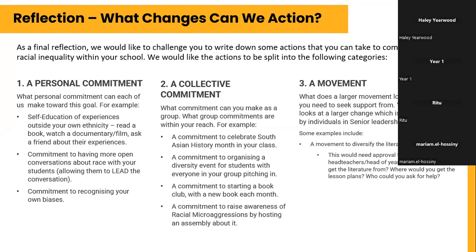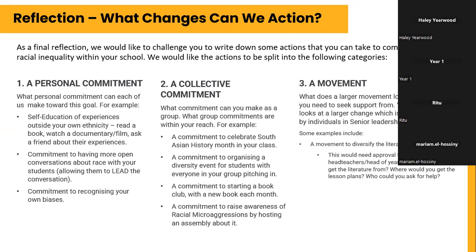When we're looking at a personal commitment, this is something that we can do personally towards our goal. This could just be self-education of experiences outside your own ethnicity. Read a book, watch a documentary, ask a friend about their experiences, commit to having more open conversations about race with your students, but allow them to lead the conversation. And then a commitment to recognizing your own biases. You could go and watch a film in another language with subtitles. You could take part in something that is happening, like a cultural event that you don't know of or haven't heard of before, but is happening in your community. Or in London, there's always things happening here.